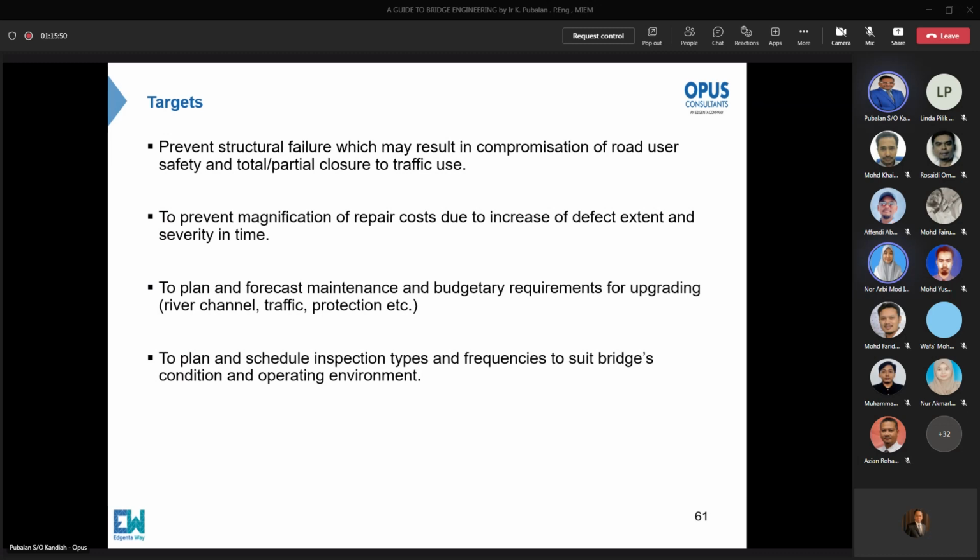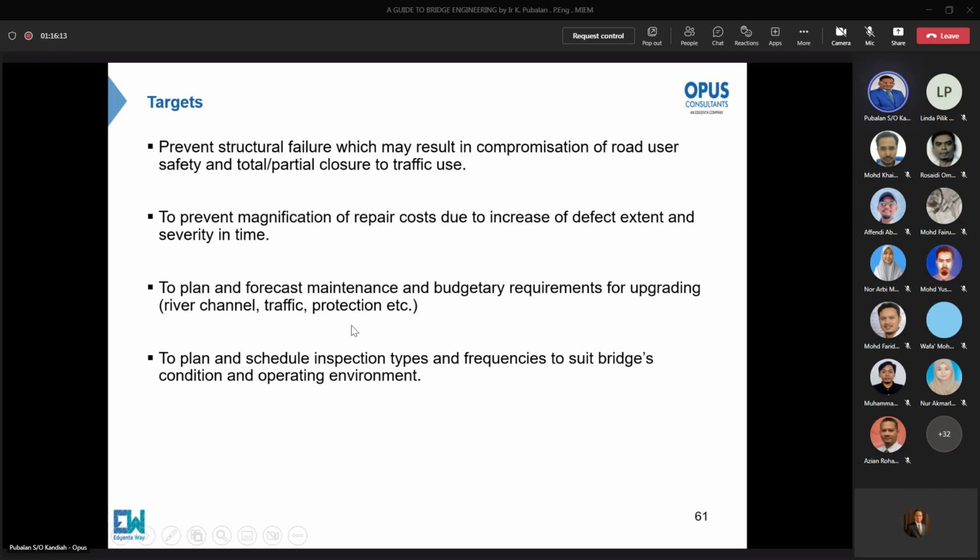Okay. So the second reason why we do inspection is to prevent magnification of repair cost. Today my repair is 5,000. If I don't do inspection and maintenance, that repair cost may become 50,000 in a couple of months' time. And third is to plan and forecast the maintenance budget.